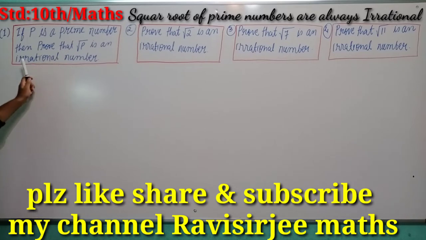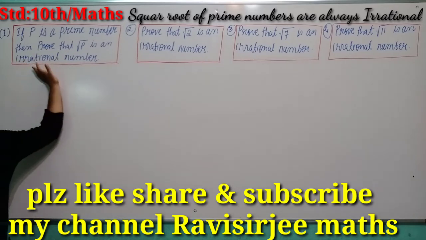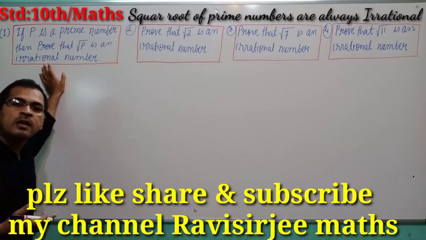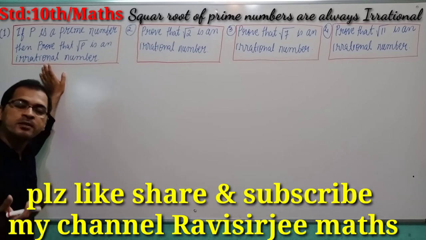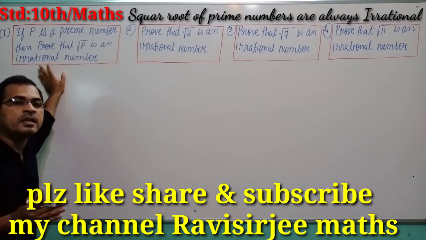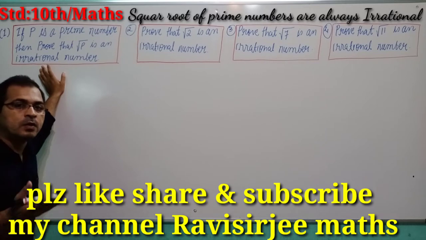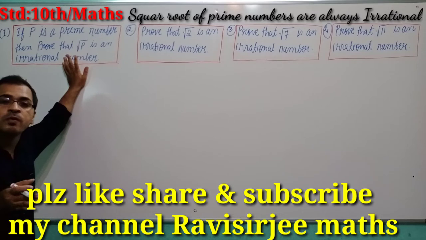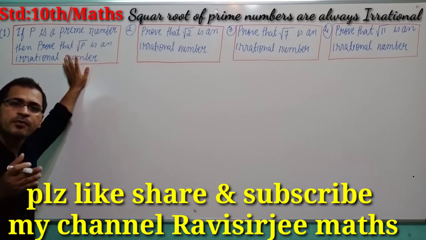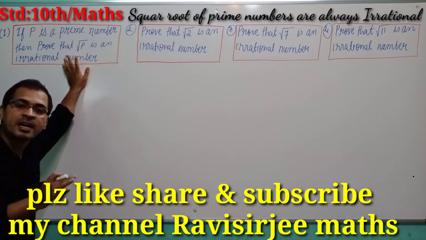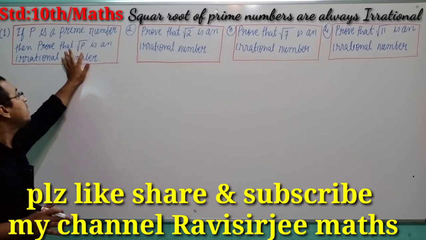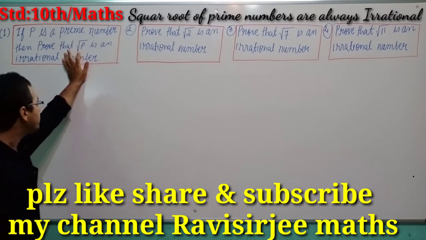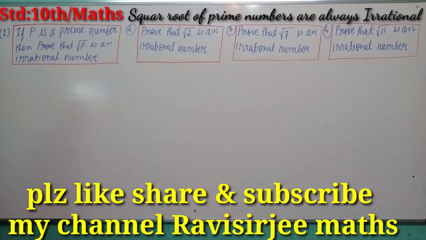So students, in the very first question p is a prime number, then we have to prove that root p is irrational, right? Our target is to prove that root p is irrational. We will take the contrary of it. It means we will try to prove that root p is rational, so we will check the properties of rational numbers. If it is true on the fact of rationality, then we can say that root p is rational, otherwise it will be irrational. Let us see with practice over here.